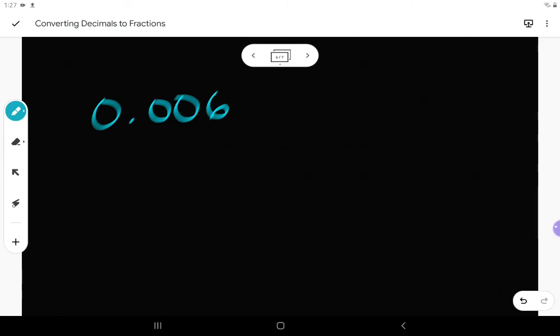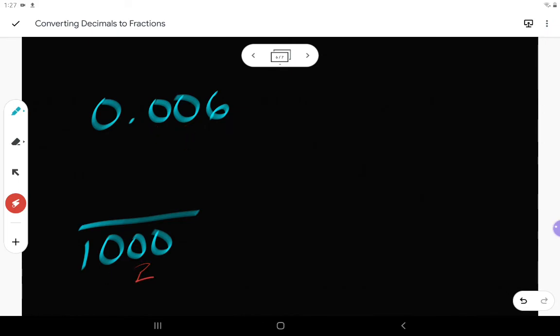Now, what would happen if I had something like this, 0.006, with 1, 2, 3 numbers on the right-hand side of that decimal point, 1, 2, 3 of them. So I've got to have a fraction with a 1, and then 1, 2, 3 zeros, right? So make sure that the number of decimal places matches my number of zeros. When I put that number on the top, 006, I take all the numbers on the right-hand side of the decimal point and I put them up top.